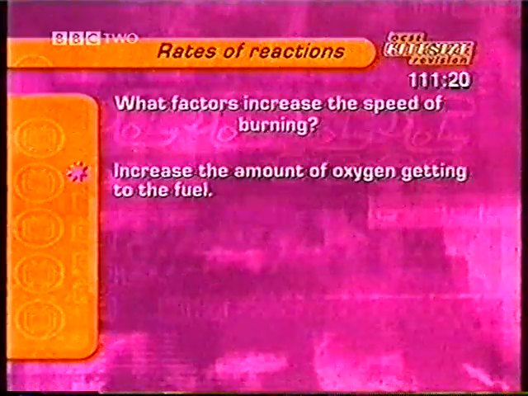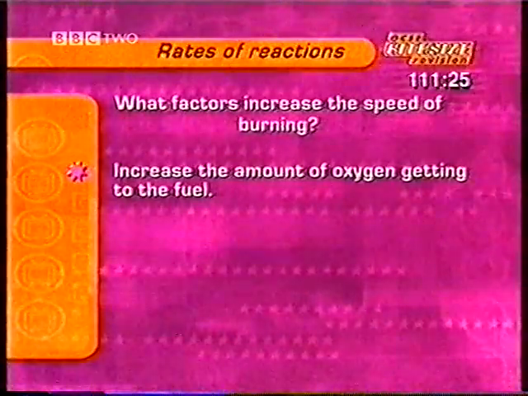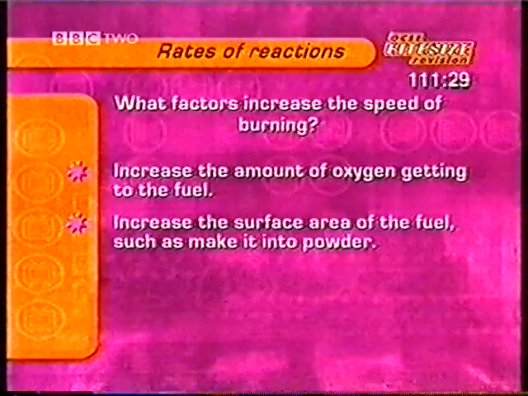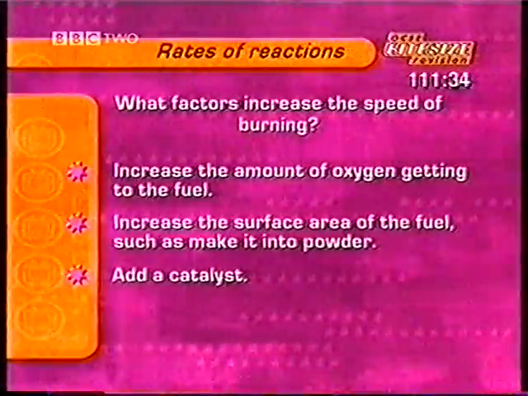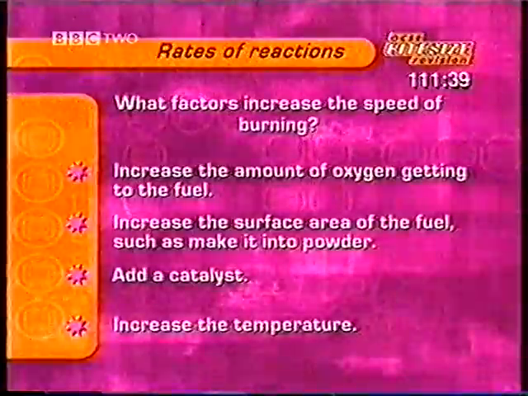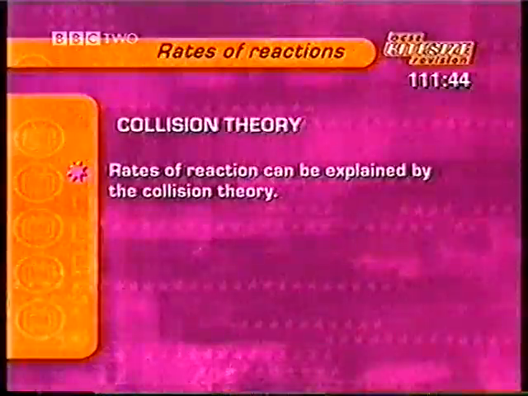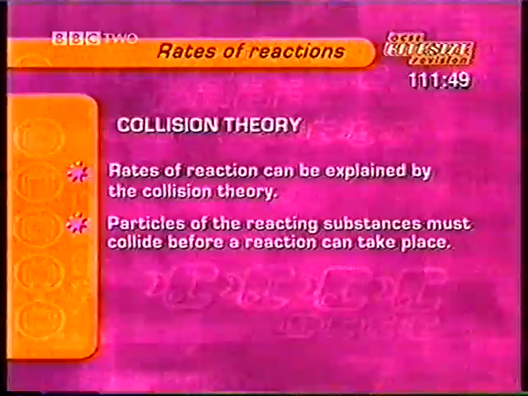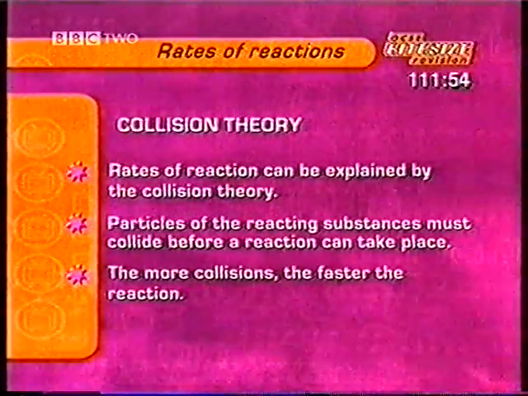The ways shown in the clip to speed up burning were to increase the amount of oxygen getting to the fuel, or to increase the surface area of the fuel by breaking it into smaller pieces or a fine powder, or to add a catalyst like platinum. Another way of speeding up a chemical reaction is to increase the temperature. Rates of reaction can be explained using the collision theory. Particles of the reacting substances must collide before a reaction can take place. The more collisions, the faster the reaction.